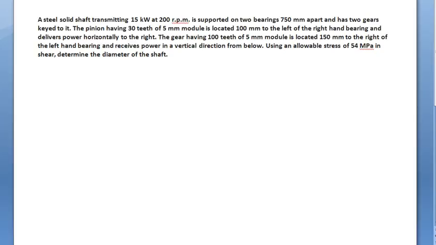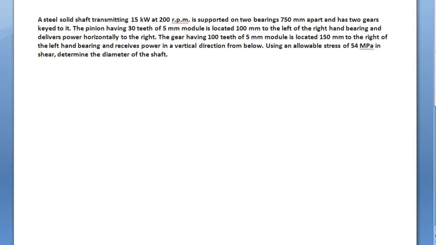Welcome back again. Today we are going to look into a deeper section. So consider the question given there. A steel solid shaft transmitting 15 kW at 200 rpm is supported on two bearings 750 mm apart and has two gears keyed to it.